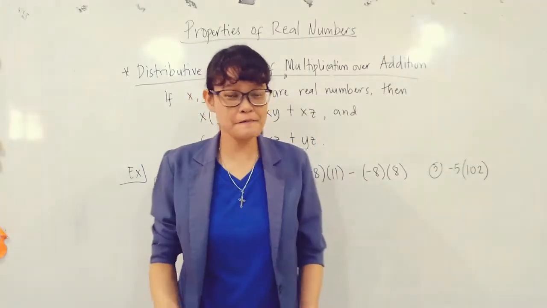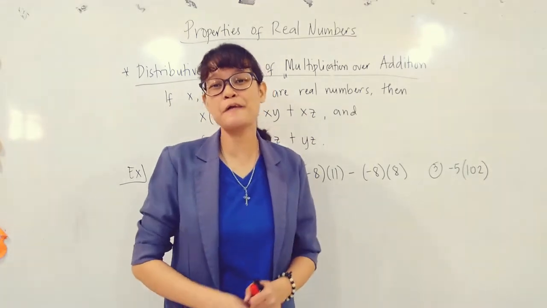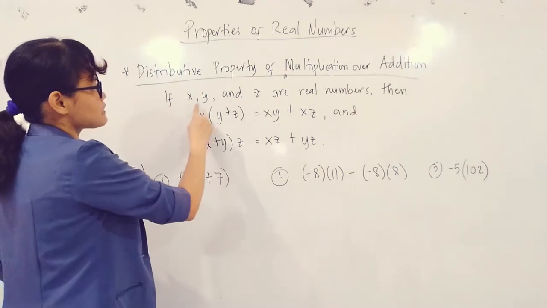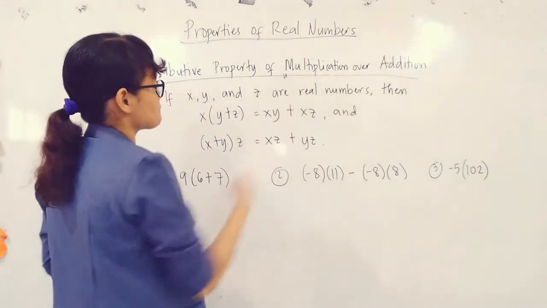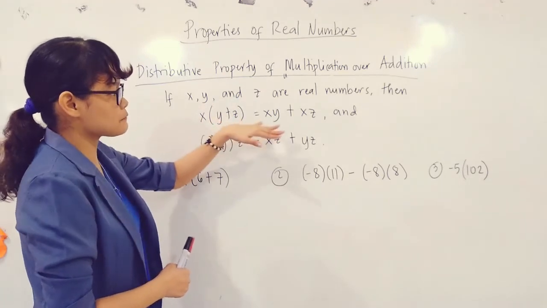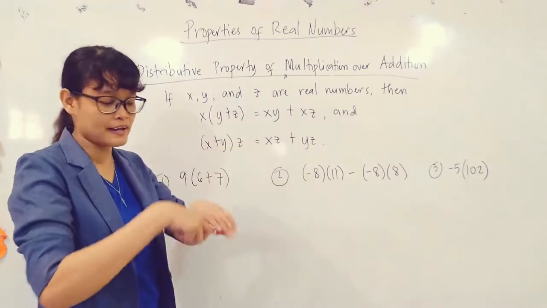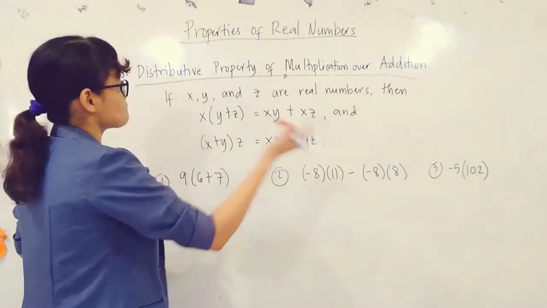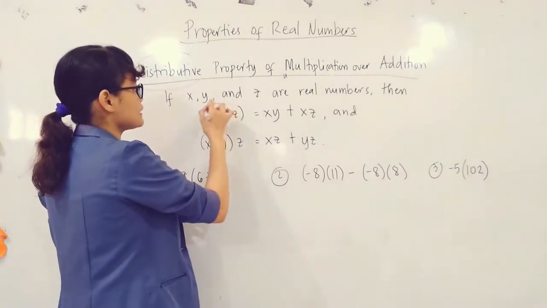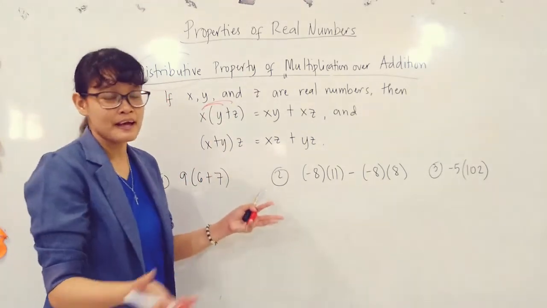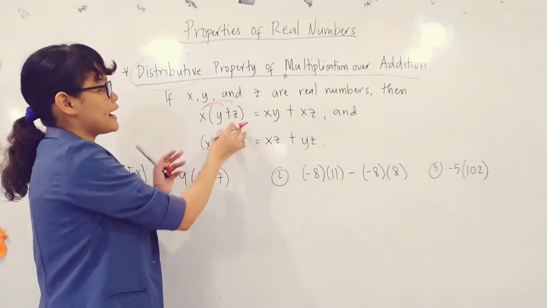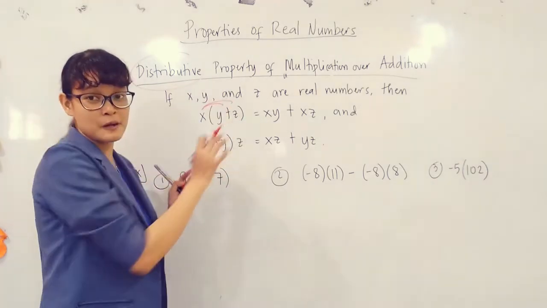Okay, so let's talk about the distributive property of multiplication over addition. If x, y, and z are real numbers, then x times the quantity y plus z is equal to xy plus xz. So how does that happen? From the name of this property, distributive property, it means we are going to distribute the real number outside the parenthesis to the numbers inside the parenthesis.